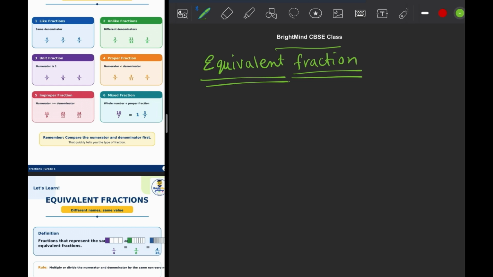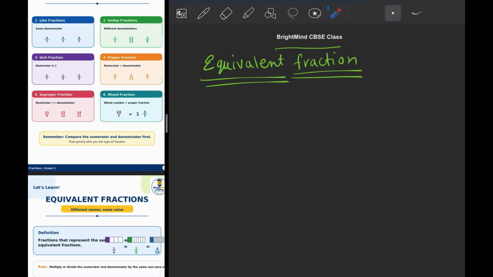In our last lesson, we learned about the types of fractions: like fractions, unlike fractions, unit fraction, proper fraction, improper fraction and mixed fraction. So today we are going to learn a very interesting topic. Today we are going to learn about equivalent fractions. So let's begin. There are two fractions that, although they use different numbers, actually represent the same thing. Okay, let's understand with an example.